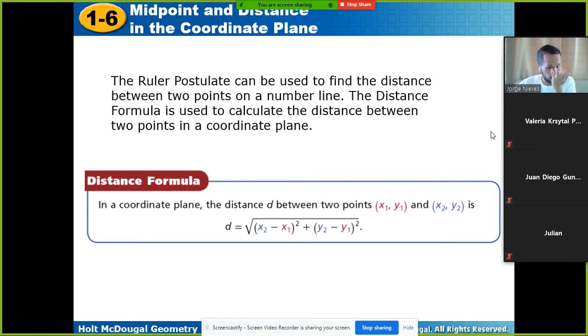We got points x1, y1, and x2, y2. So we have the coordinates. So what do we have to do? We have to put everything where it goes, inside the formula. So let's continue.